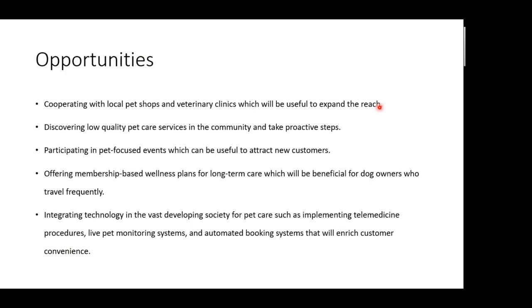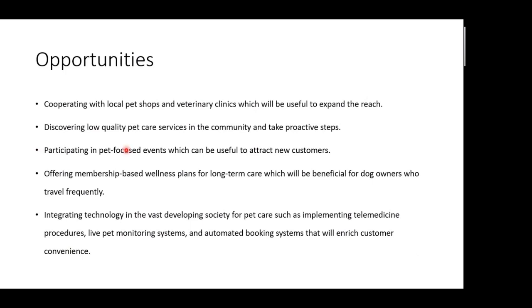So you can have an agreement, build a relationship with that veterinary clinic, and the customers who come there who want to keep their pets for a few days, you can get these customers directed to you because you have the facility to keep the pets with you.